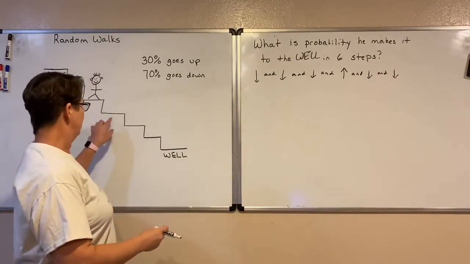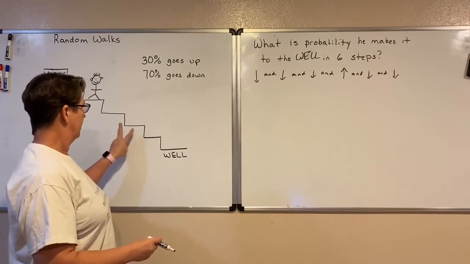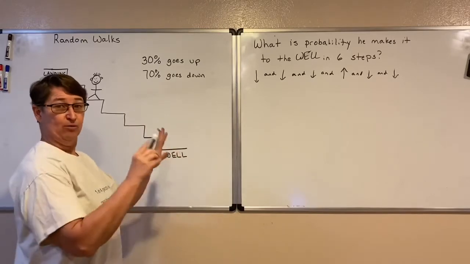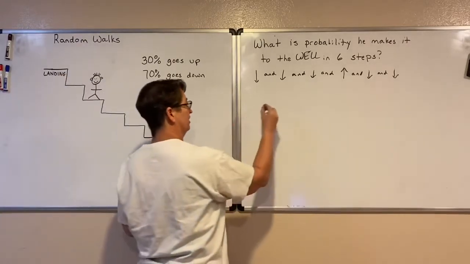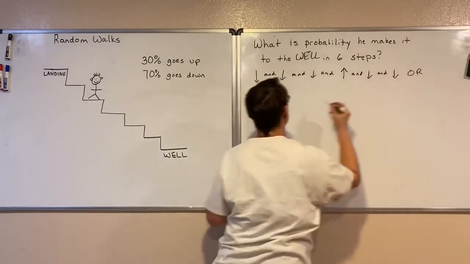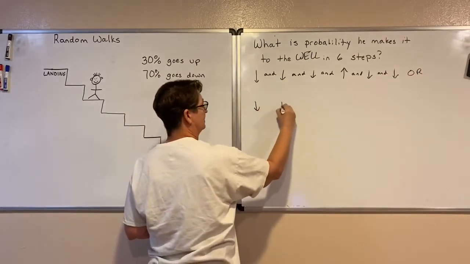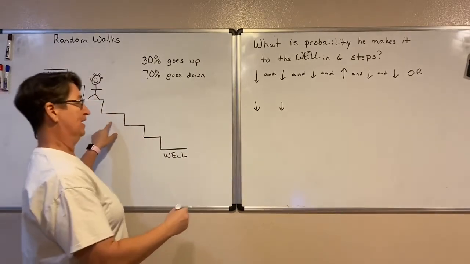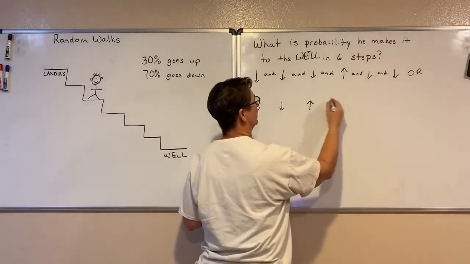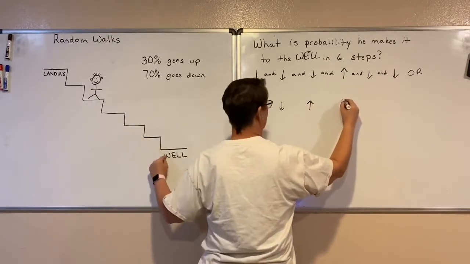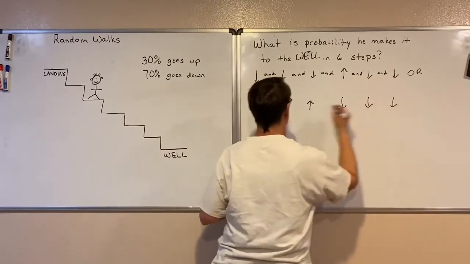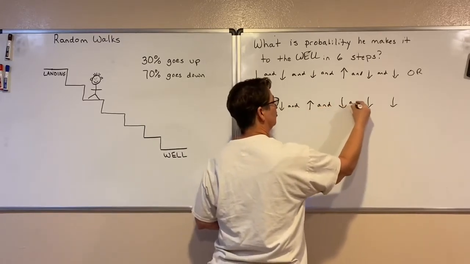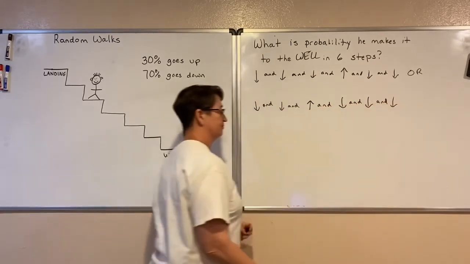Well, what about if he went down, and then back up, and down, and down, and down? That would give me 6 steps. So that's another way to do it. Or he could go down and down, just go down twice this time, 1, 2, and then go back up, and then down, down, down, and down. And again, I'm saying and in between each one of those, so I'm going to write the word and in between each one of those.